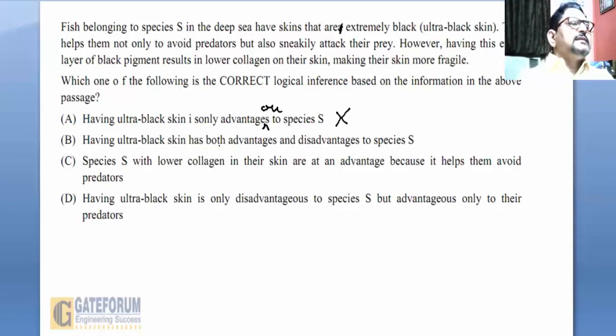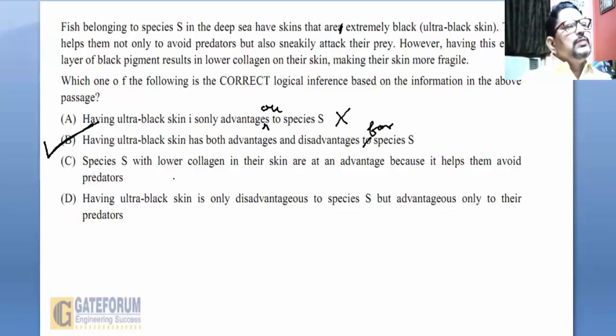Having ultra black skin has both advantages and disadvantages to species S. Absolutely correct. See, the advantages are avoiding predators and sneakily attacking their prey. Disadvantages, their skin has low collagen and their skin becomes more fragile. That's exactly what has been said. So we will without doubt say that this is the correct option. In the exam, you need not proceed further and can go on to the next question. But here it's a practice session, so let us go on to the next option.